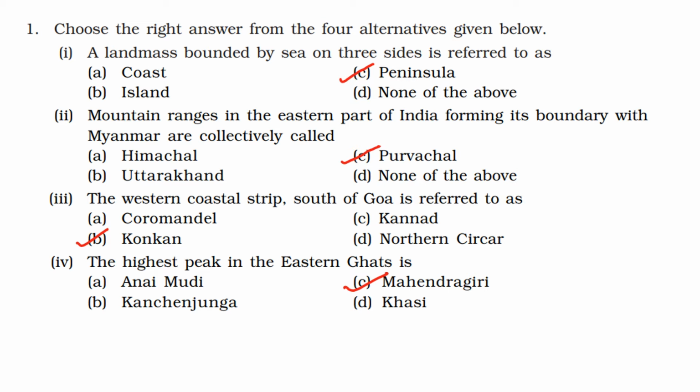Question number third, the western coastal strip south of Goa is referred to as, correct answer is option B, Konkan. Question number 4, the highest peak in the Eastern Ghats is, correct answer is option C, Mahendragiri.